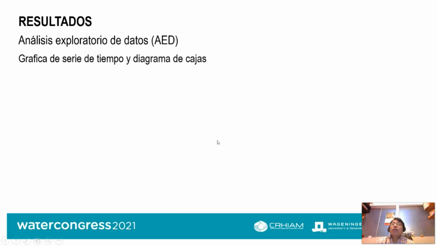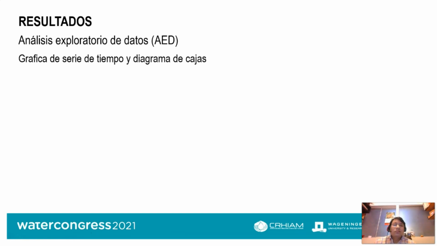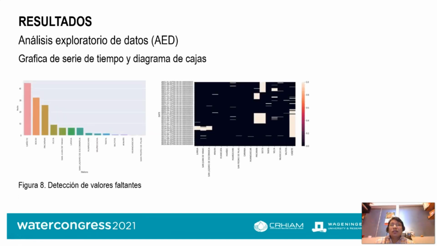So let's start with the exploratory data analysis, the time series graph, and then the box plot. The box plot is always very important, and in this particular case, it was very important to learn the percentage of missing data, because that's precisely part of the issue that I need to solve. For this, I need to know how much of it there is and how it is represented in terms of time.